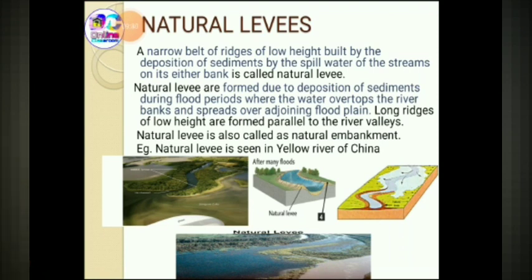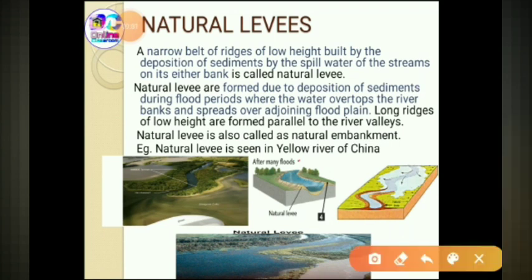Well, next we are going to identify the natural levees. Floodplain and natural levees are more or less similar terms, though they differ in some features. A natural levee is a narrow belt of ridges of low height built by the deposition of sediments and by the spill of water over the streams on either side of the bank. In this diagram, when the rivers flow, the side which has been raised gives rise to these natural levees. In this also, the river is flowing over these areas, and this slightly raised area gives rise to the natural levee.